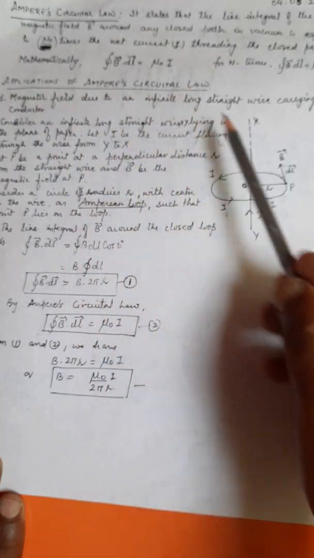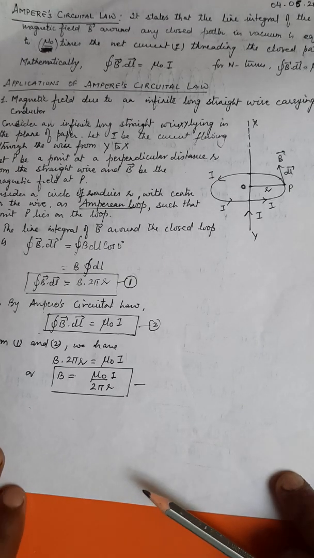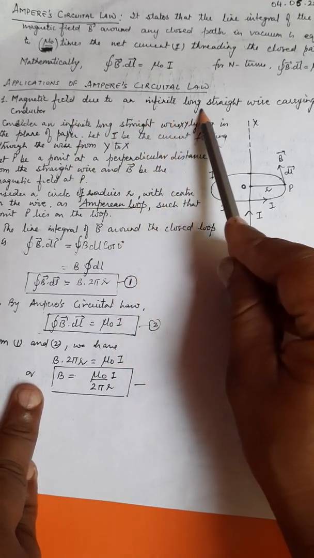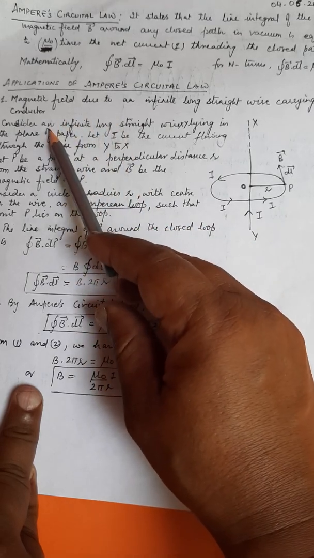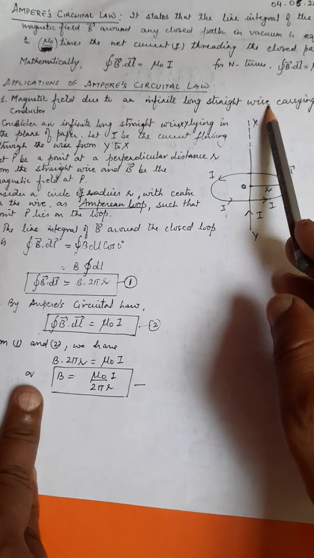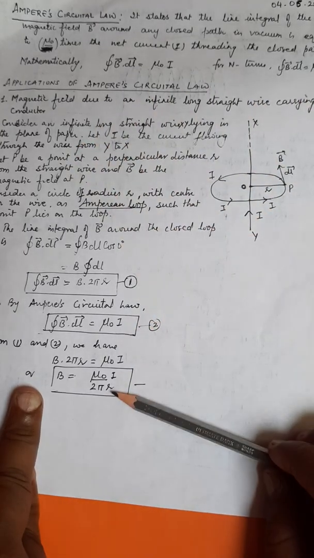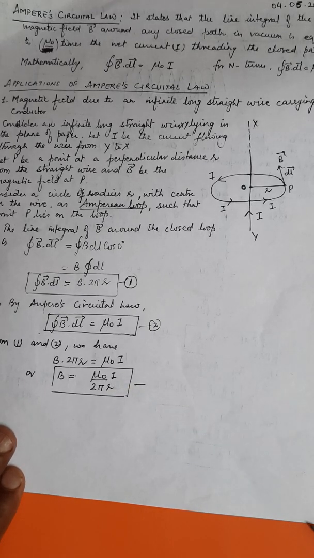Applications of Ampere circuital law. So first of all, we will find the magnetic field due to an infinitely long straight current carrying conductor.